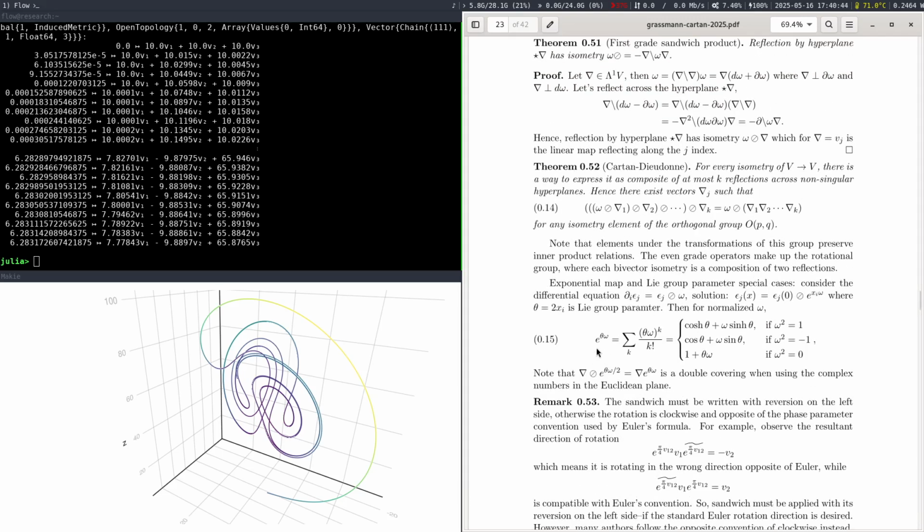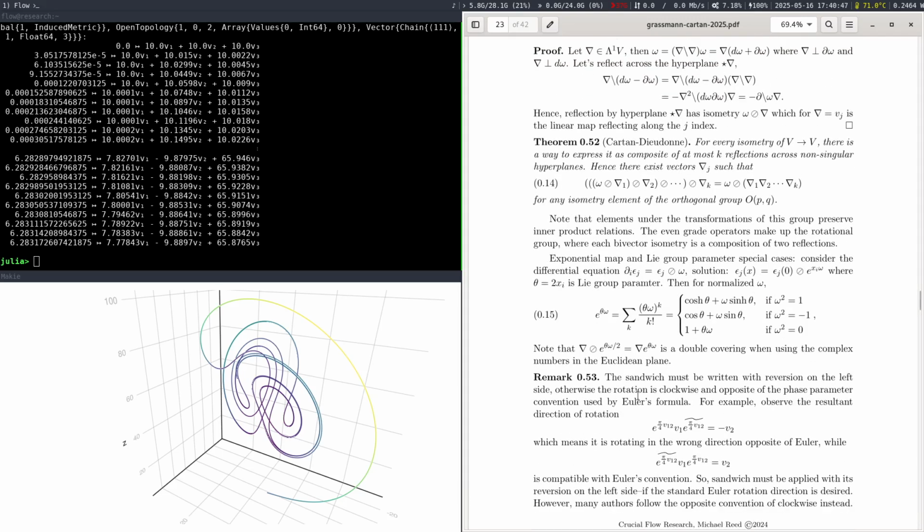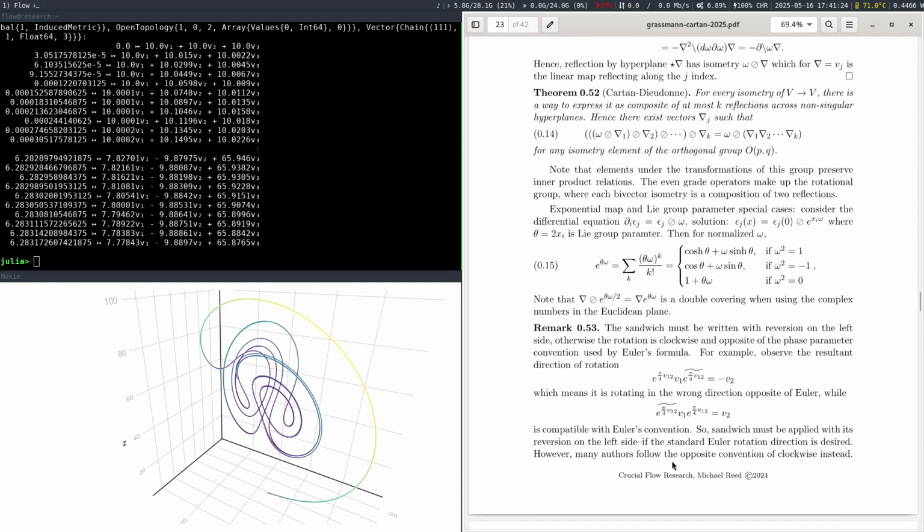And yeah, so this is just more information about the convention of the sandwich product, which I've discussed before in the previous presentation. But the sandwich product must be written with the reversion on the left side, otherwise the rotation is clockwise and opposite of the phase parameter convention of the Euler formula. For example, here's an example that you can take a look at and verify for yourself, so that it's rotating in the wrong direction, opposite of Euler. Whereas in this convention, it's in the correct Euler convention.